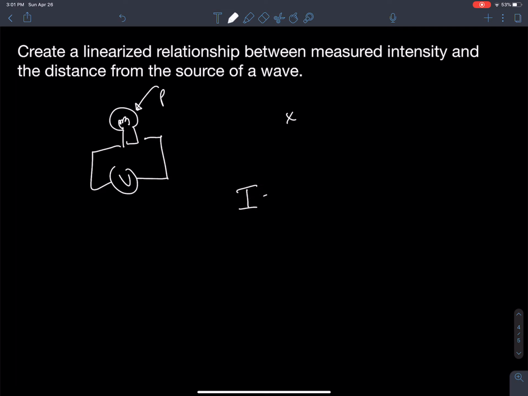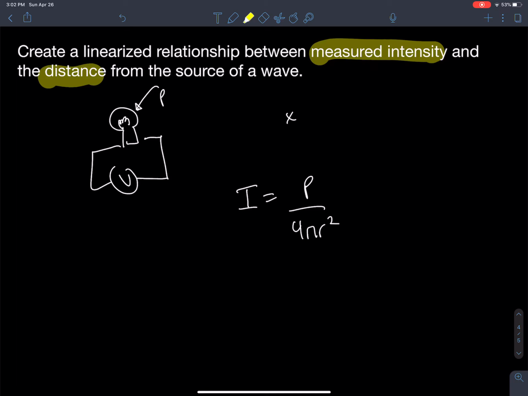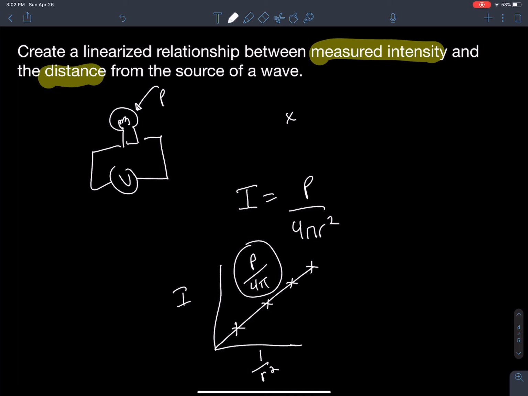So the formula: intensity is equal to power divided by 4 pi r squared. If I wanted to make a linearized relationship between measured intensity and distance, how would I create a straight line relationship? We've been doing this all year. If I'm measuring my intensity, that's going to be on my y-axis. If I'm changing the distance, that's going to be 1 over r squared. If I graph that, that should be a straight line, and the slope of that line would be power divided by 4 pi. So if he measures the slope of that line, he can then calculate the power by taking the slope and multiplying it by 4 pi.